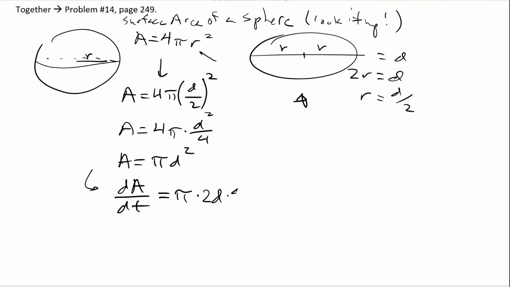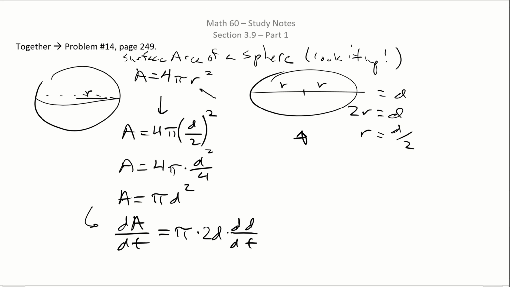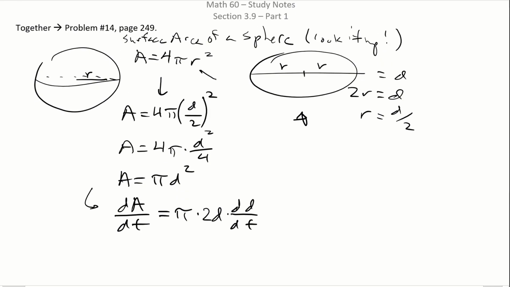But d is a function of time. So it's going to look silly: 2d times dd/dt. Crazy, right? There it is. We have it. Okay, now it's time to plug the numbers in. Oh, the numbers aren't here, are they? The numbers are over here.